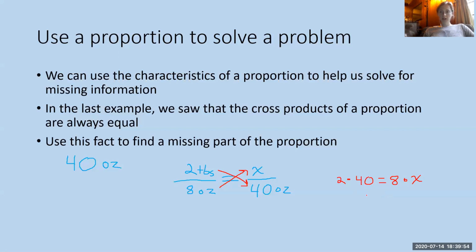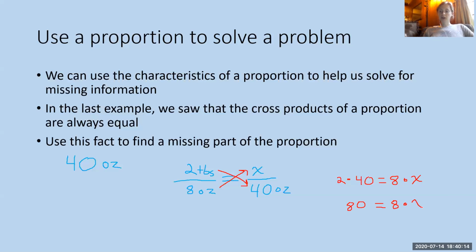So if it doesn't jump out at you, then the first thing we're going to do is this multiplication here over on the left-hand side. So 2 times 40 is 80. So we know that 80 should be equal to 8 times whatever x is.